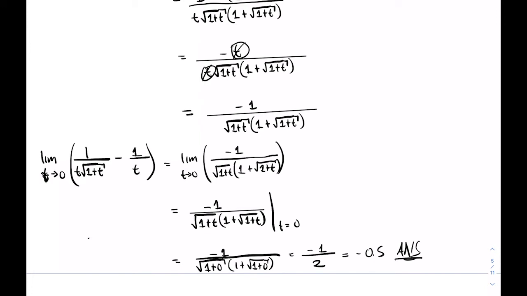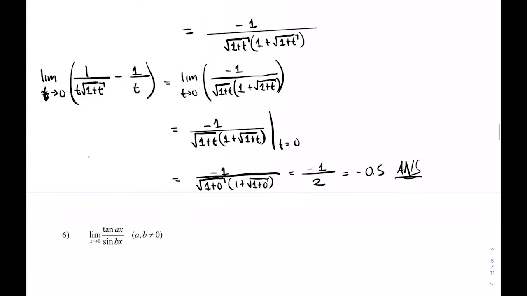Now I know that that might have been a bit quick, so please be sure to pause the video sometimes and rewind if necessary in order to understand what was taking place at the given step. Okay, moving right along, and now we're going to go into question number 6.